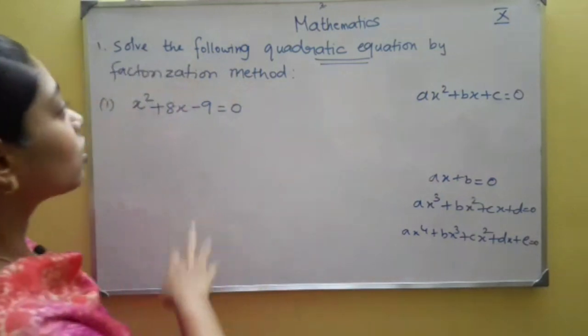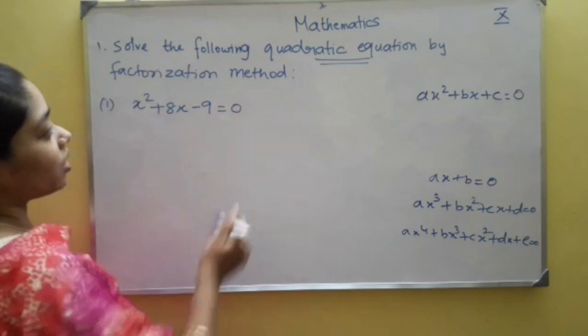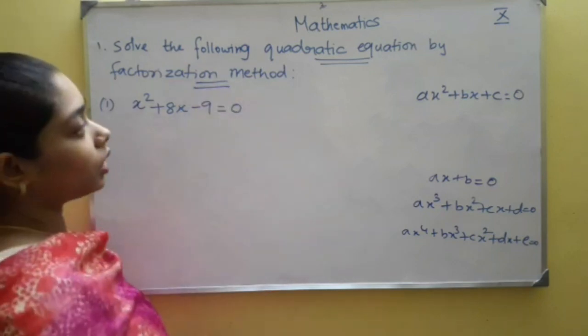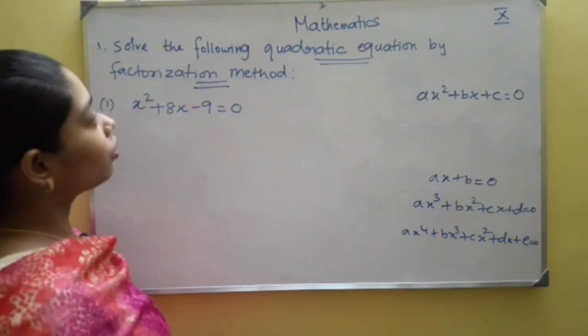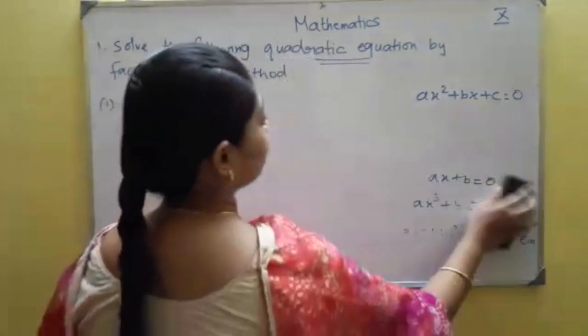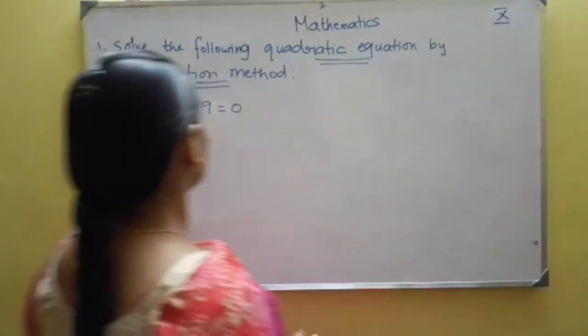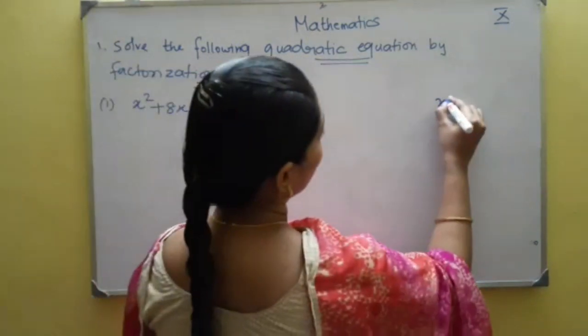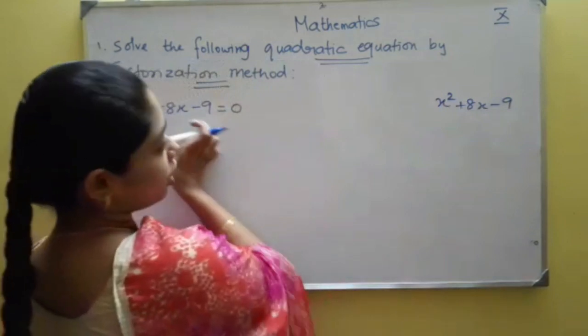Now we are going to study how to solve the quadratic equation by the factorization method. There are more than two methods to solve a quadratic equation, but today we are going to study only the factorization method. Now take this quadratic expression, x² + 8x − 9, that expression alone I am taking here.